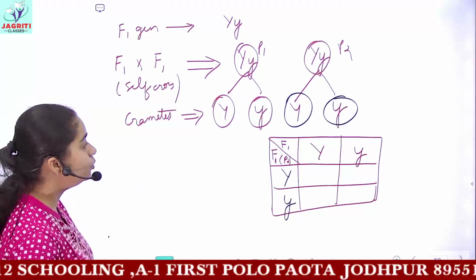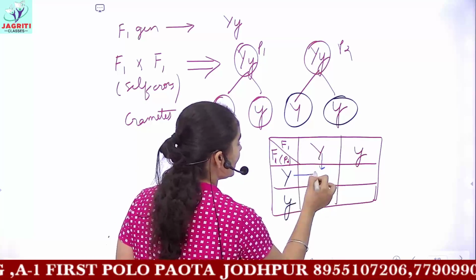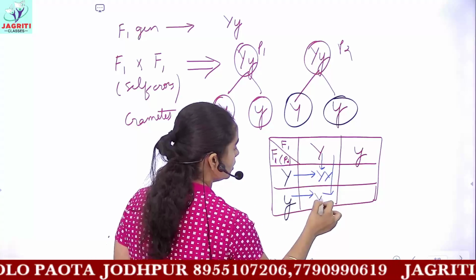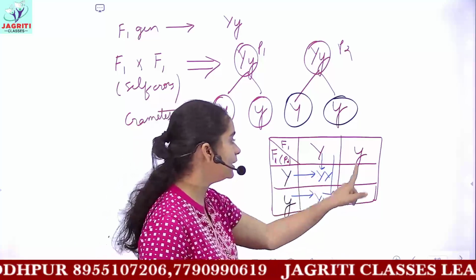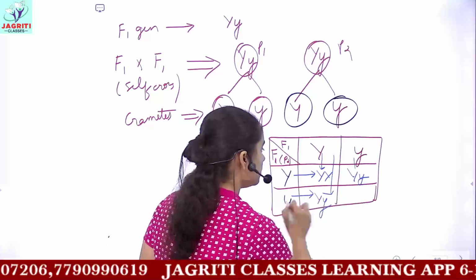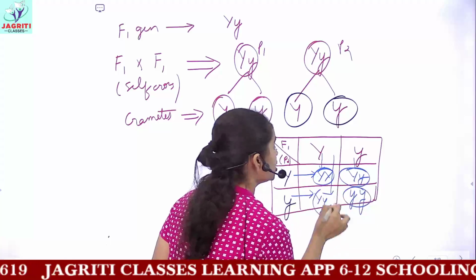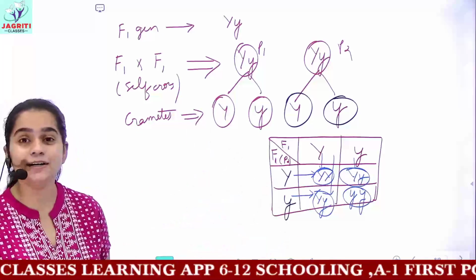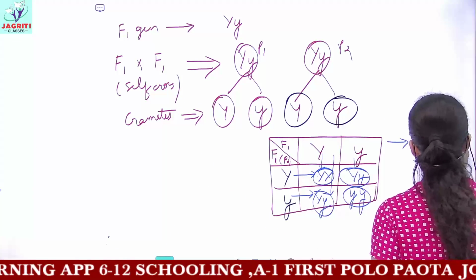Now what you have to do is cross them. That is, in the first block you have capital Y, capital Y. In the next you have capital Y and small y. Similarly, if you cross them in this block, what would come? Capital Y, small y. And in the last it would be small y, small y. So these are the four types of different offspring which you will get from the monohybrid cross, and this generation is called the F2 generation.